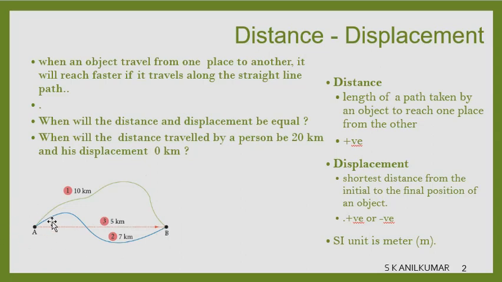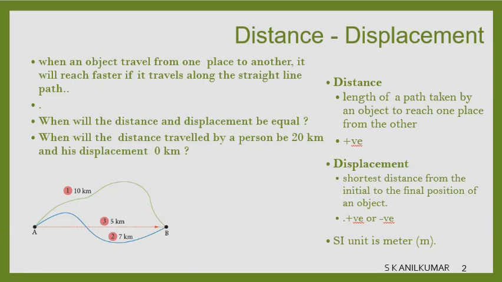If you are starting from home and reaching school, or starting from school and reaching home in the evening, the shortest distance between these 2 points is the displacement. Now this displacement can be positive or negative. Why positive or negative? If you travel like this, it is positive. If you travel in reverse, it is negative.